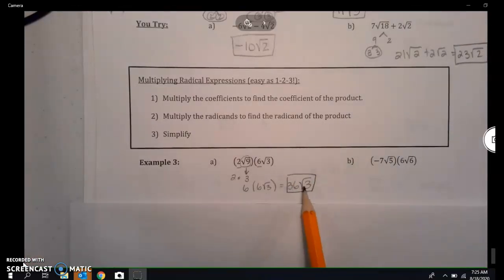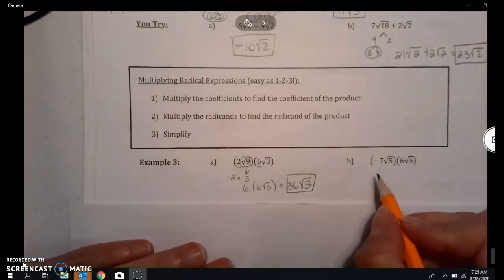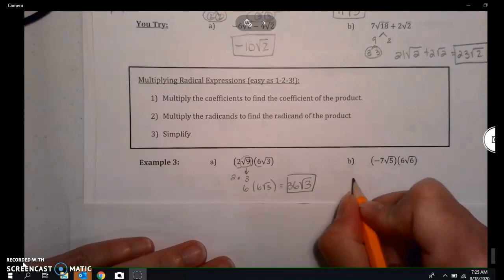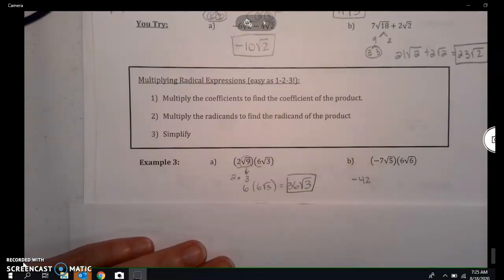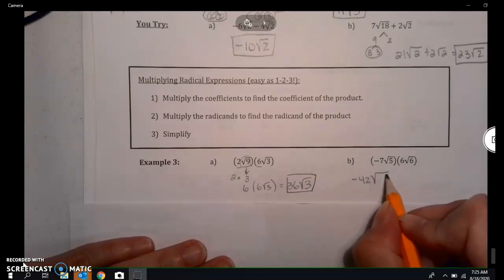The coefficients and the radicals can never multiply. They're not like terms, but they can't multiply together. You can never push those together. They're just totally different. So now looking at b, we can see we have two coefficients. So -7 times 6 is -42. And then rad 5 times rad 6 is rad 30.